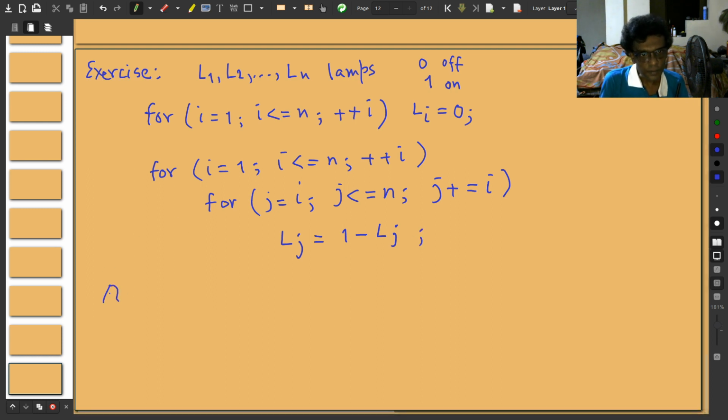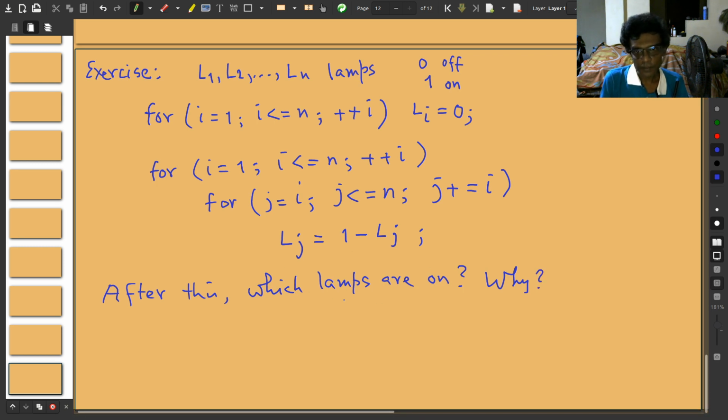So after this, which lamps are on? And why? So of course here you have to guess something. Okay, this statement you have to guess, and for why, you support it by a formal proof. Okay, and we use some simple techniques like what I introduced today.